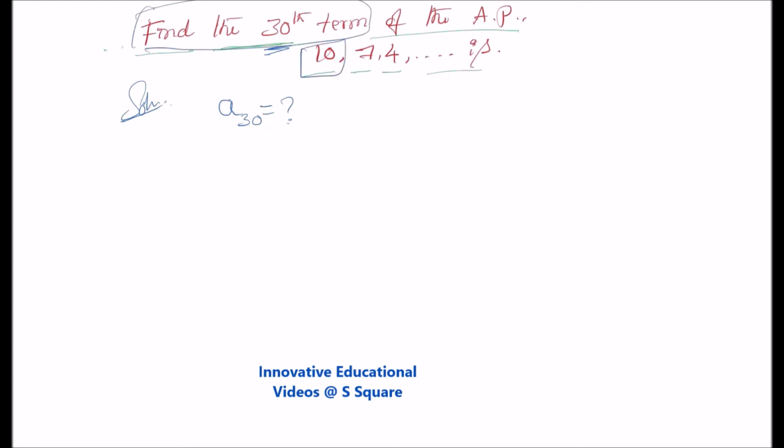A is equal to 10 and D is equal to 7 minus 10, which is nothing but minus 3, and N is equal to 30. I think you can understand, children. A30 we have to find, that means N is equal to 30. Okay. Now let us write the formula.